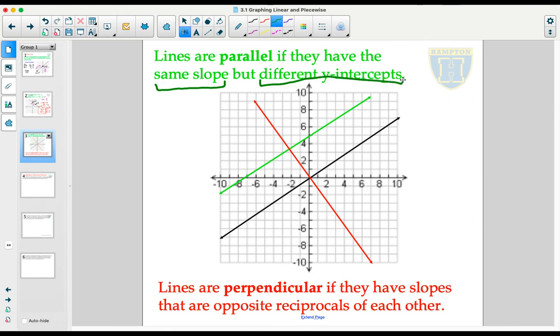We want to make sure it doesn't have the same y-intercept, because if it had the same y-intercept, then it would be sitting right on top of the black line. But because they have different y-intercepts and the same slope, they remain parallel to each other.